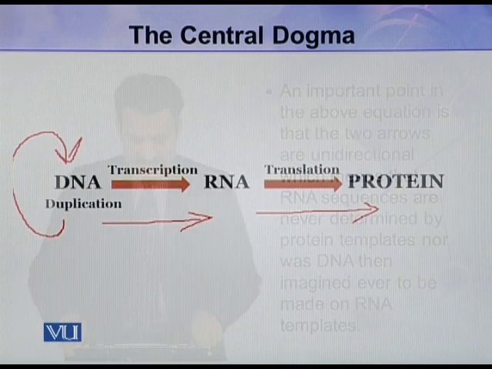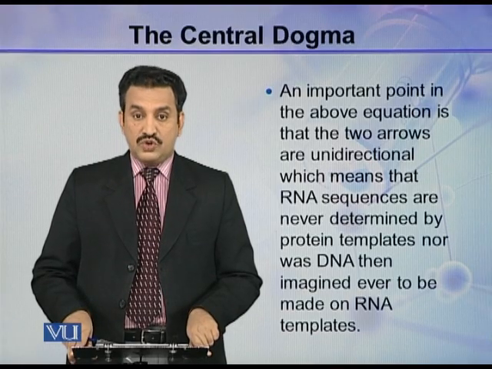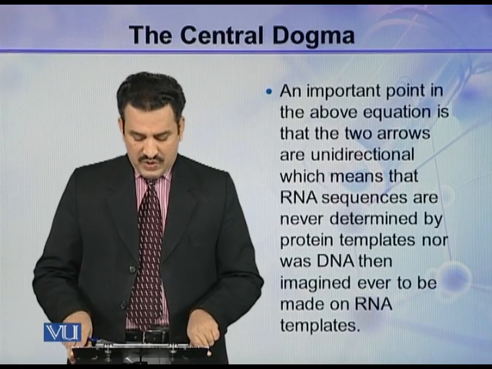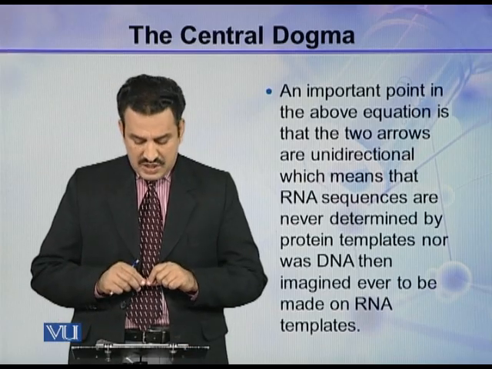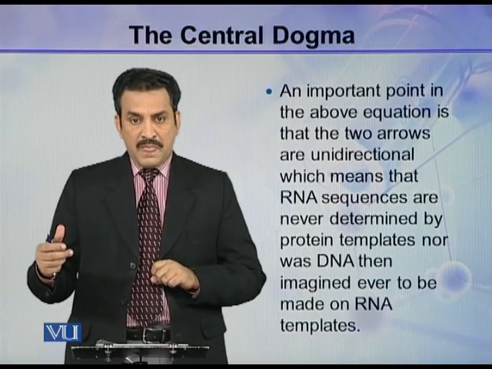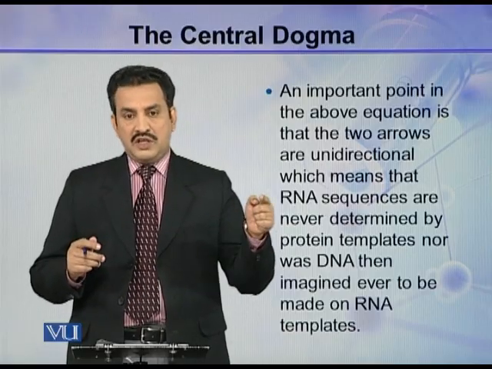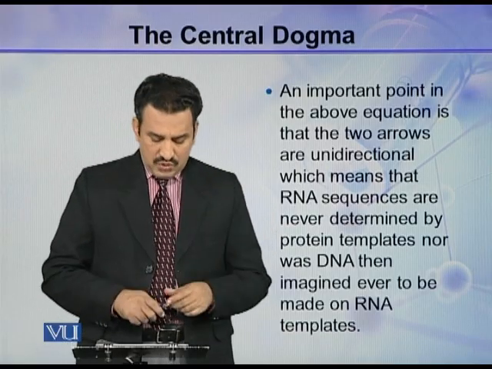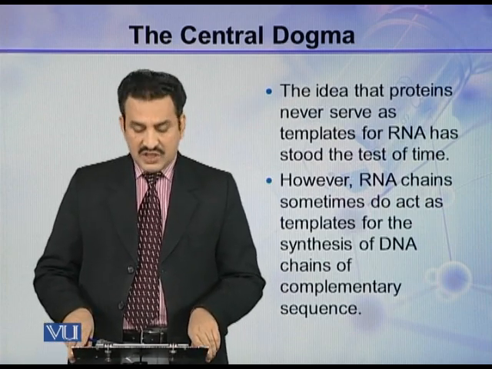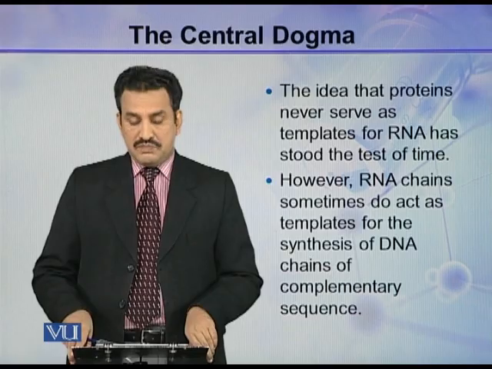pre-existing DNA. An important point in the above equation is that the two arrows are unidirectional. This means that RNA sequences are never determined by protein subunits or protein templates. Similarly, protein can never be synthesized from protein. That's why the unidirectional arrows are used in this equation. The idea that proteins never serve as templates for RNA synthesis has stood the test of time.